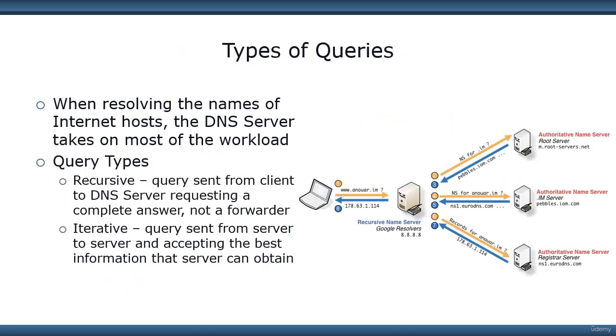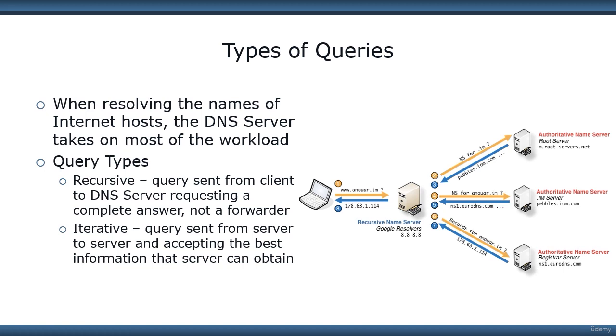When resolving names of internet hosts, the DNS server is actually going to take on most of the workload. There's two types of queries that can be sent, a recursive query and an iterative query. A recursive query is typically, and we should just say this is always default, but this can be changed, but a recursive query typically is sent from client to server.